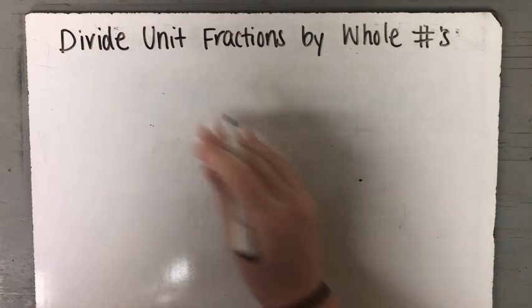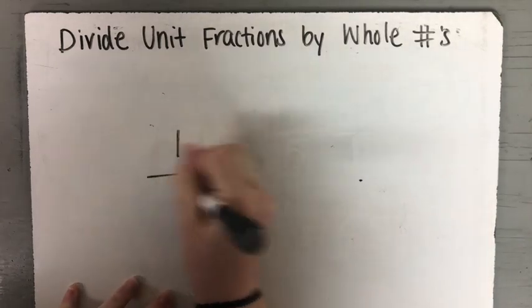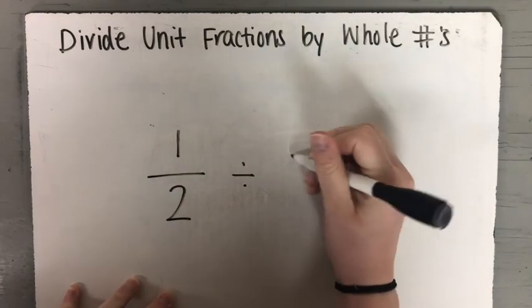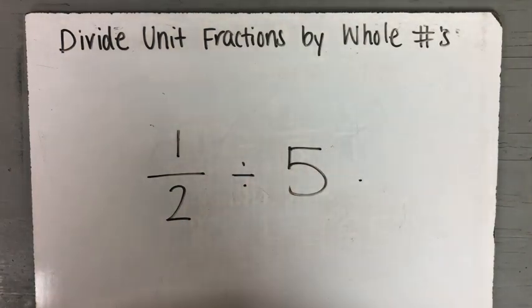So when we talk about dividing unit fractions by whole numbers, that means they are set up in this way. So we would have, for example, 1/2 divided by 5. So we have our unit fraction divided by a whole number, okay?